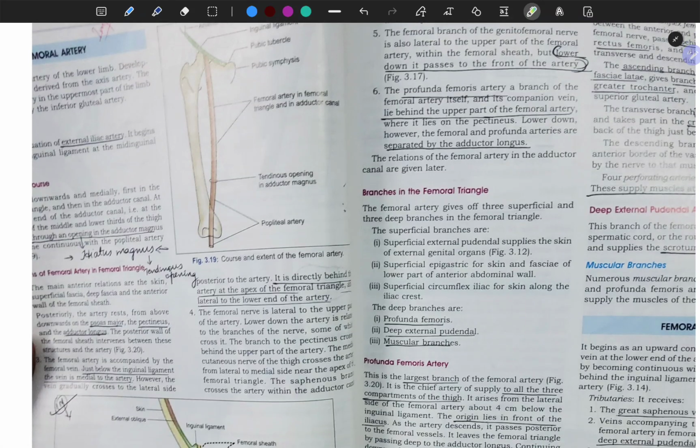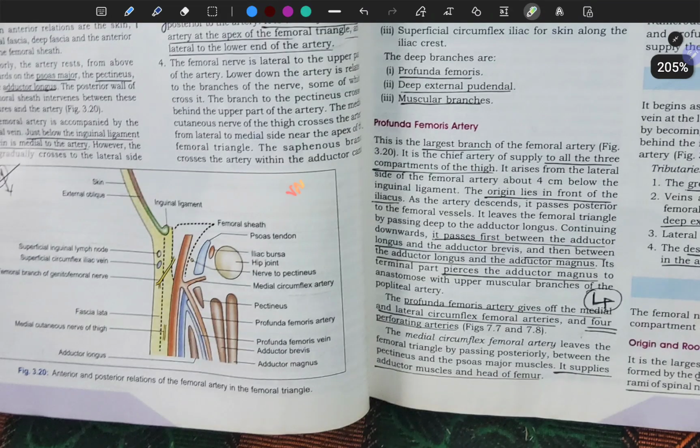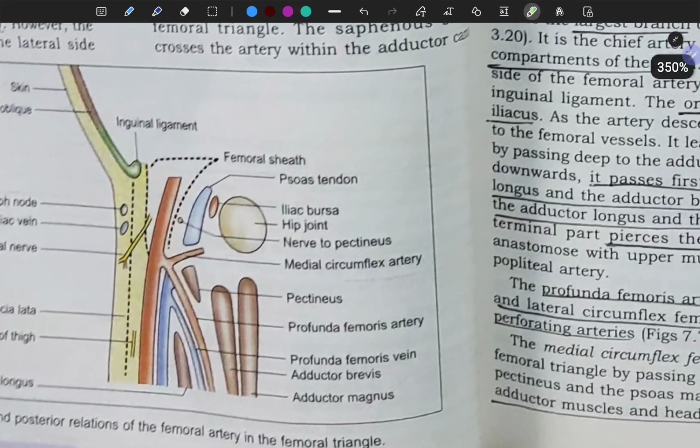From there it reaches the popliteal fossa, the posterior surface of the lower end of the femur, where it becomes the popliteal artery. So we know vein, artery, nerve, and that's how they lie. The vein lies medially, then the artery, then the femoral nerve.